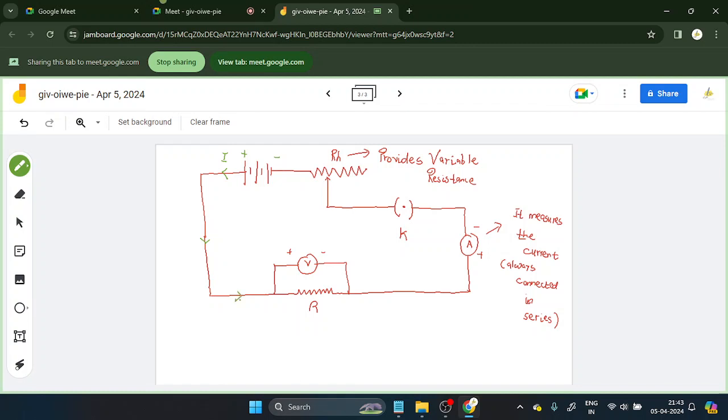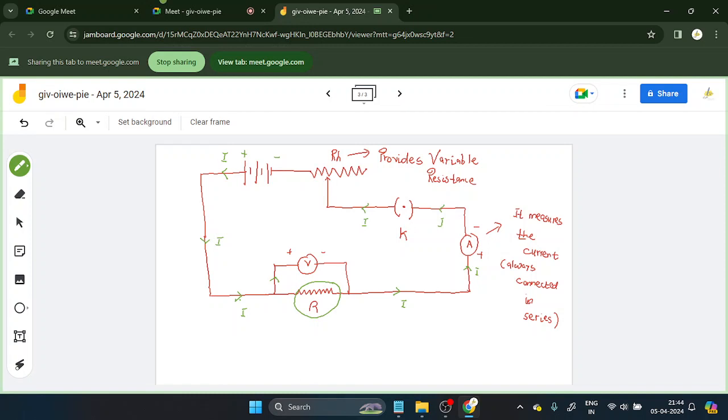Now whenever there is a parallel combination, current divides. That's the reason why I am saying that the voltmeter is connected in parallel to this resistance R. And this current will go here and this current will be measured by the ammeter as well. Now what we will do here, we know this value R, we know this value.